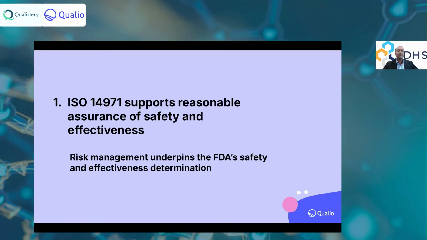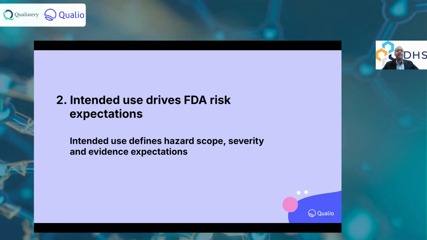So, the standard supports reasonable. Reasonable is important. Assurance of safety and efficacy. Class 1, very different than class 3, right? Intended use drives what FDA expects for risk expectation, of course, besides classification.